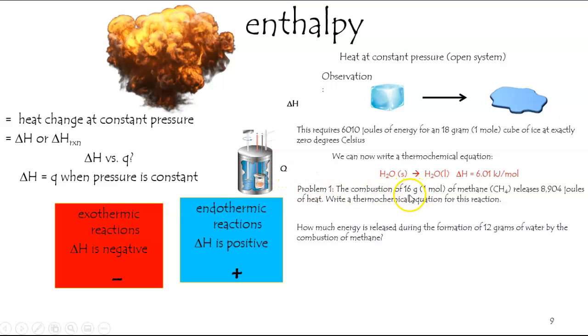The combustion of 1 mole of methane is a different thing, and we're not melting it, we're burning it. It releases 8,904 joules of heat. A chemical engineer would probably use these kind of numbers on a regular basis. Let's write that thermochemical reaction. So we're burning methane. That means it's combining with oxygen. We've memorized at some point that when we burn hydrocarbons, they make carbon dioxide and water. We balance it and we get a 1 to 2 to 1 to 2 ratio. We add our little energy thing, and that's what makes it a thermochemical equation.